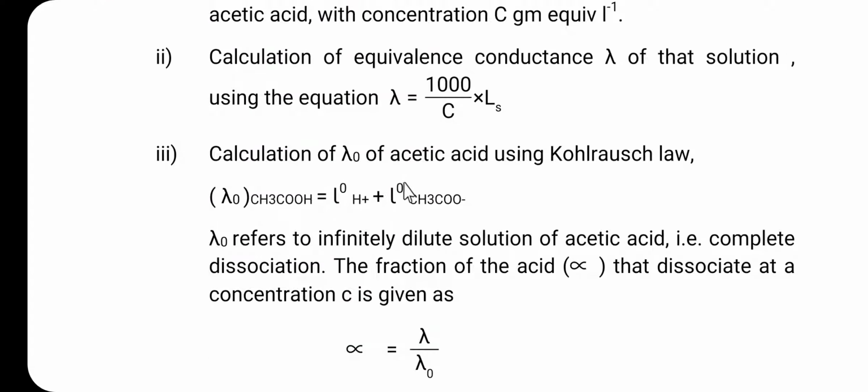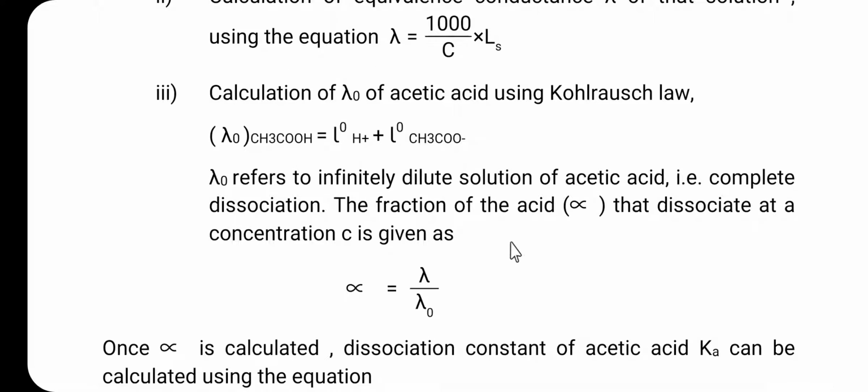Then calculation of the lambda 0 of acetic acid using the Kohlrausch law. As per Kohlrausch law equation, the lambda 0 for the acetic acid is equal to the equivalence ionic conductance for the H plus ion at infinite dilution plus the equivalence ionic conductance of the acetate ion at infinite dilution. These values are substituted from the table. Already we have discussed this table in the last lecture. So lambda 0, that is the equivalence conductance at infinite dilution for the acetic acid, is determined, and this lambda 0 refers to the infinitely dilute solution of acetic acid, that is the complete dissociation.